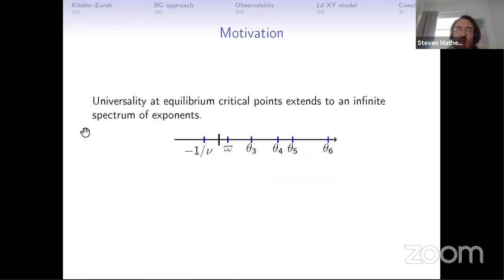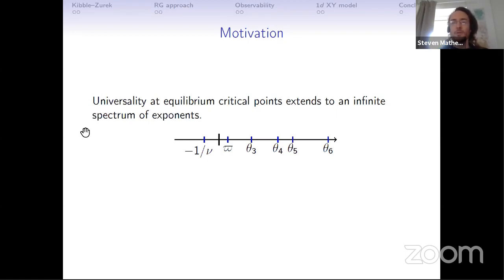So as a motivation, I'd like to point out something interesting about universality and critical points. We know that when a system is tuned to a critical point, we have universal physics emerge and we have critical exponents. What is less known is that there is actually an infinite tower of critical exponents. So for every universality class, there are infinitely many universal critical exponents that are all non-trivial and interesting numbers. They can be real numbers and so on.